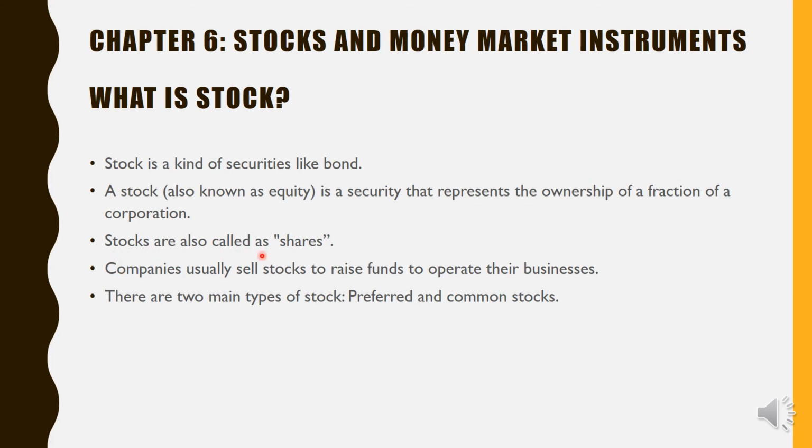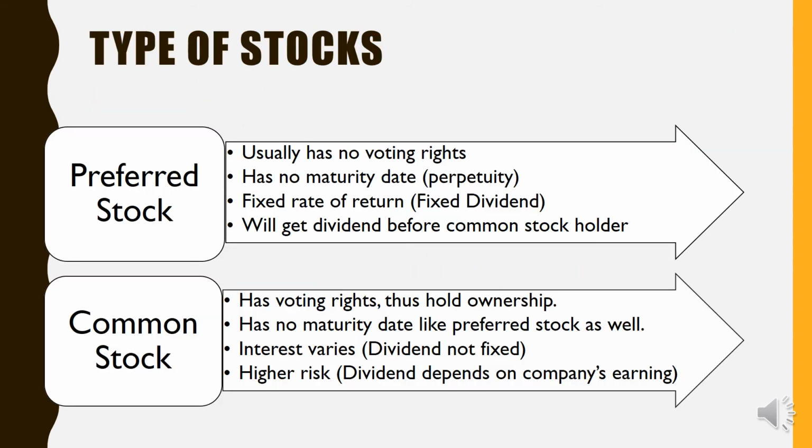Stocks are also called shares. Companies usually sell stocks and shares to raise funds to operate their business well. There are two main types of stock, which are the preferred stock and the common stock. As I mentioned just now, there are two types of stocks: one is preferred stock and one is common stock.